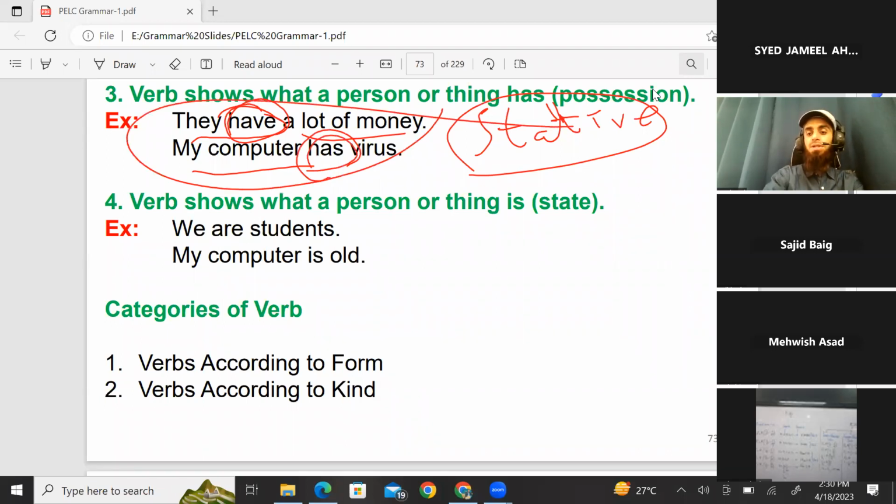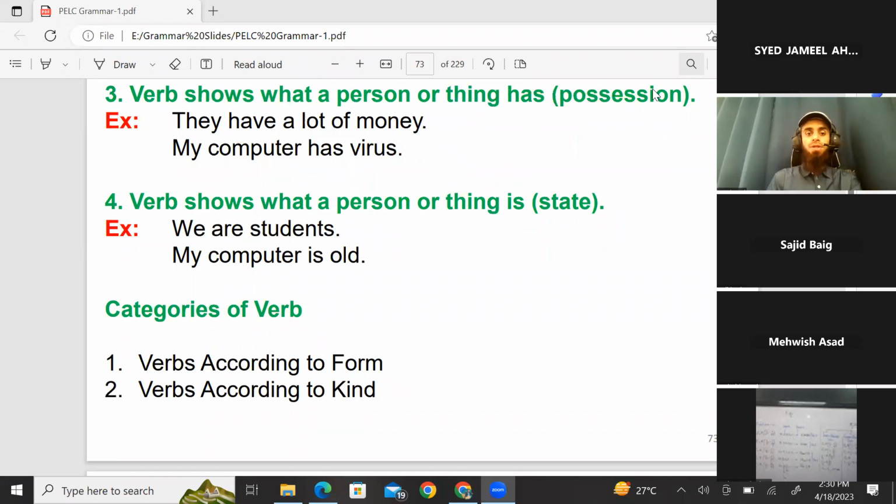Now here the possession is shown to us, right? So if you are going to show a possession by using have or has with a person or a thing, this would be called the possessive verb, or it would also be called the stative verb. This have and has, right? Okay. Now it also shows what the person is or what the thing is, the state. Here, this is a stative verb.